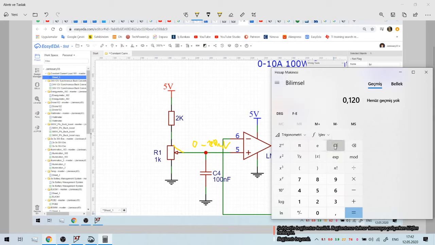You can see, no, yes, 5. No, wait a little. Yes, 12 divided by 1. No, we have some problems. Times 1K. No, I'm confused. I'm confused.